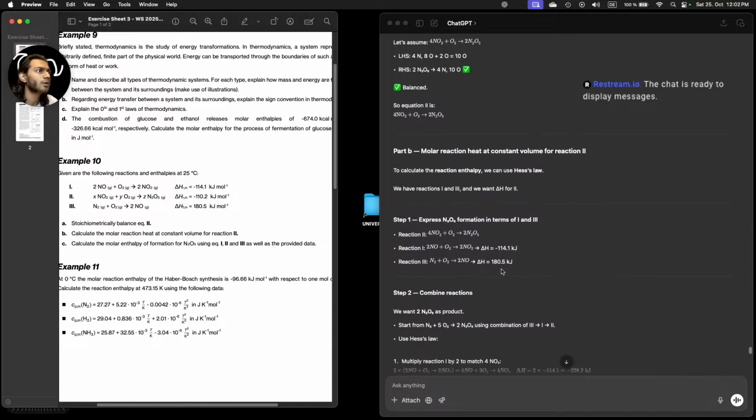Combine the reactions. We want to produce 2, start with N2 plus 5O2 gives 2N2O5. A combination of reaction 3 to 1 and N2 plus 5O2 gives 2N2O5.